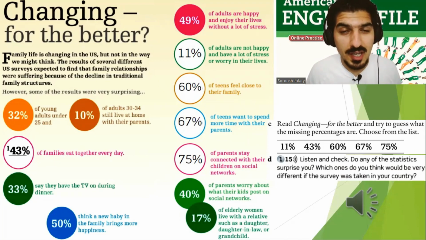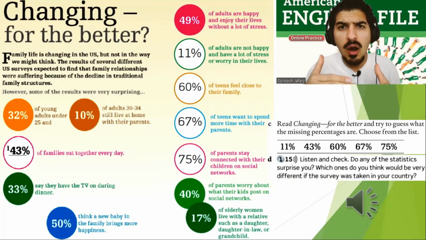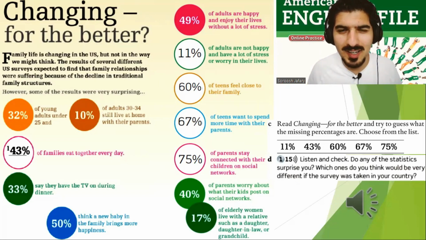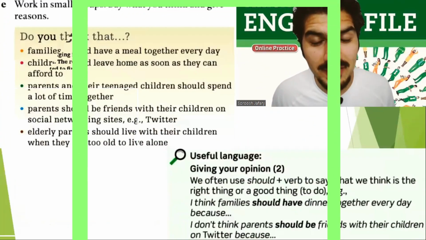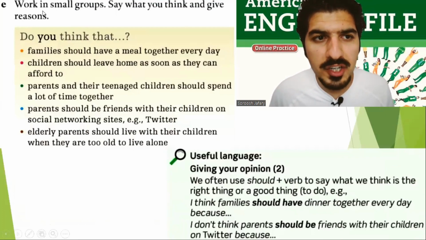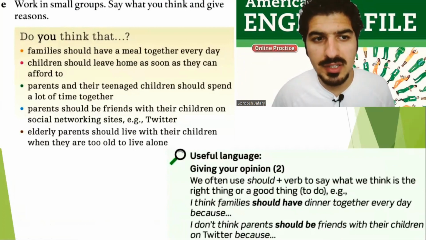Interesting, wasn't it? Now, I need you to speak with your friends. How is family life changing in your country? Do it. Great. Impressive performance. Now, work in small groups, say what you think, and give reasons. Everybody, really important. Give reasons.